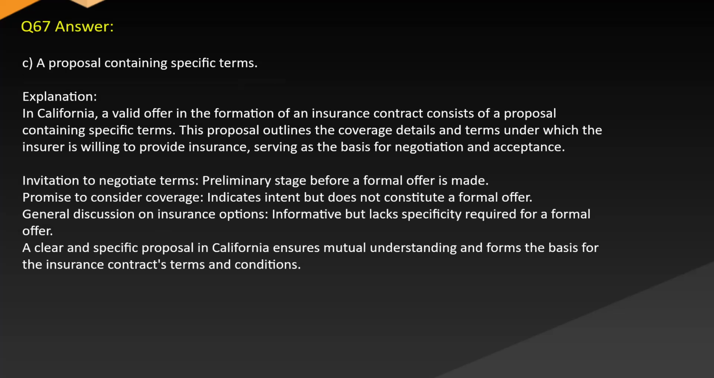Answer: C. A proposal containing specific terms. Explanation: In California, a valid offer in the formation of an insurance contract consists of a proposal containing specific terms. This proposal outlines the coverage details and terms under which the insurer is willing to provide insurance, serving as the basis for negotiation and acceptance.